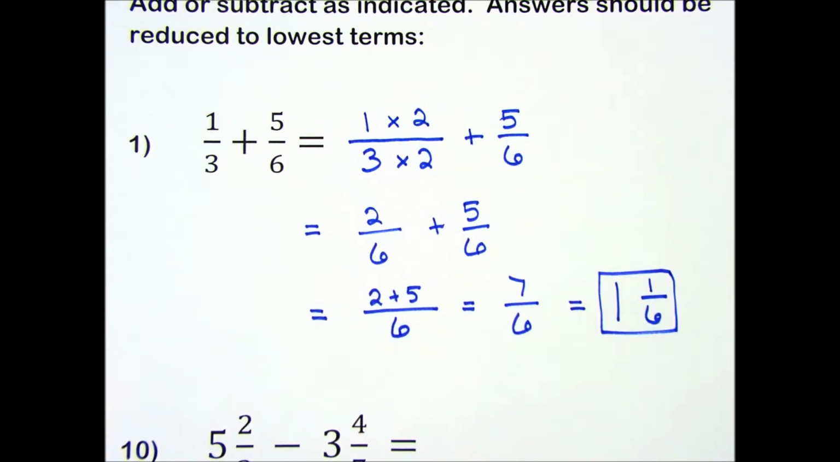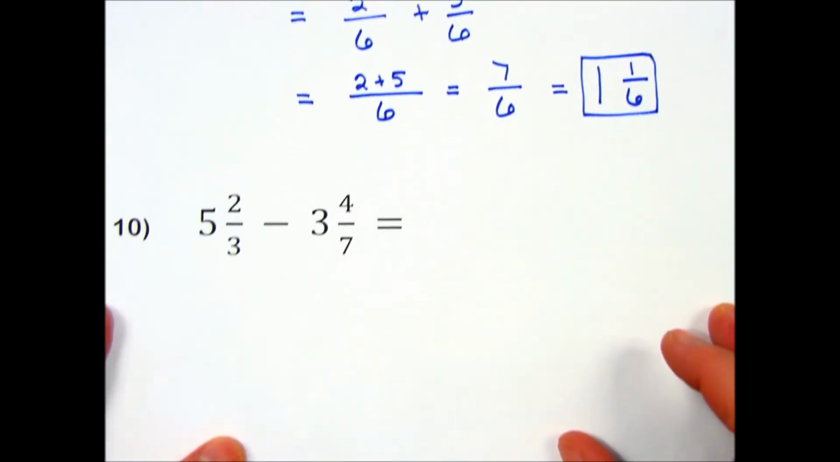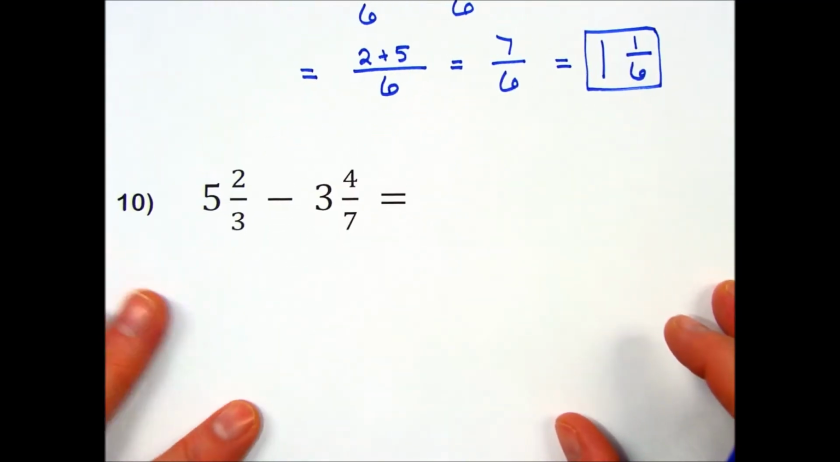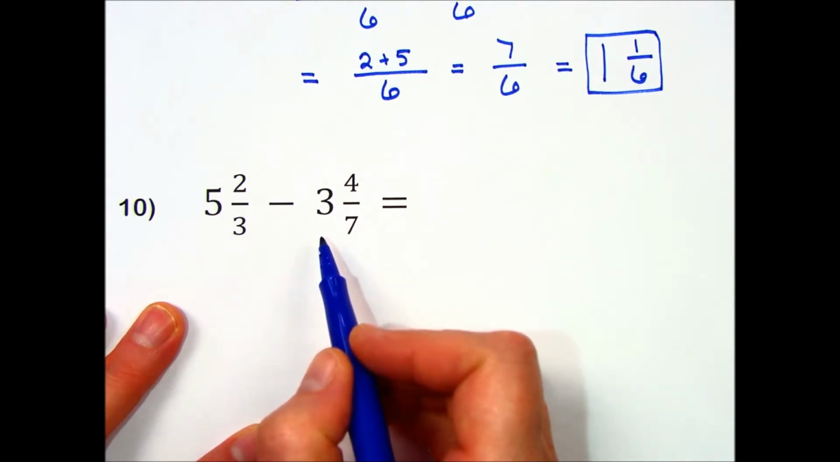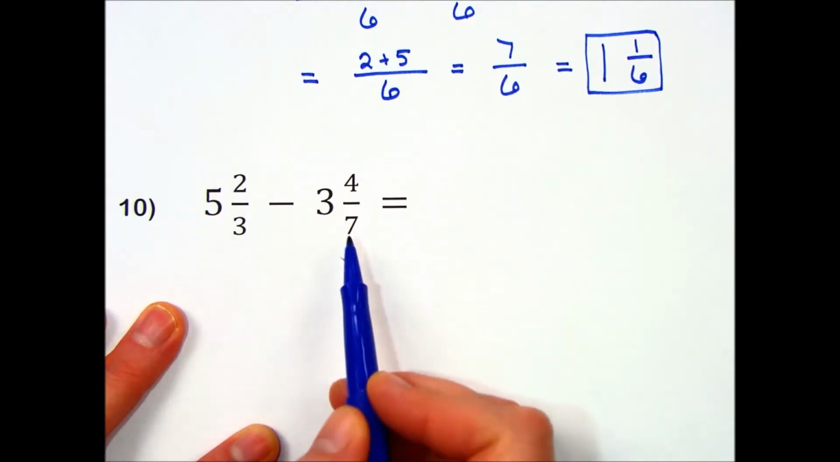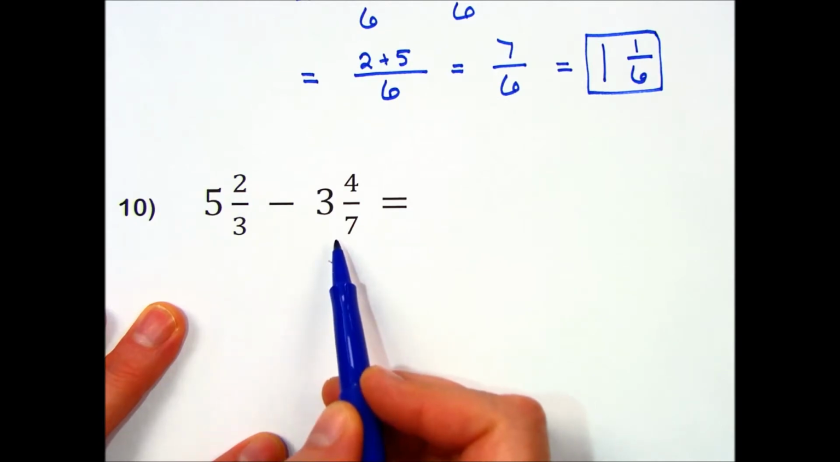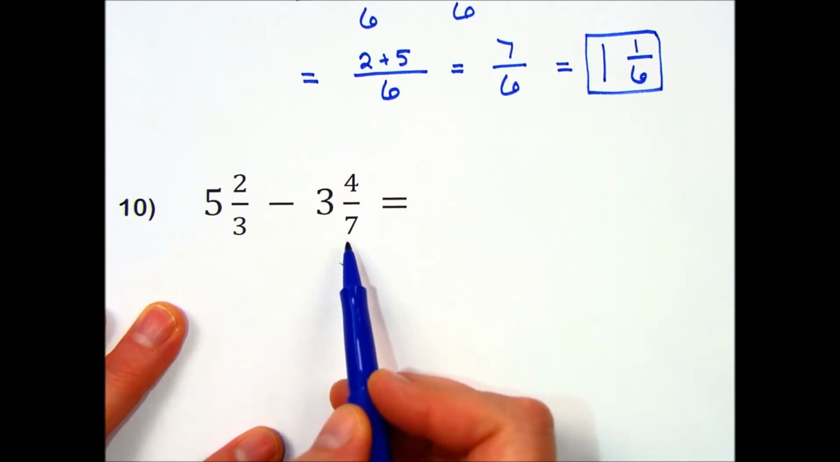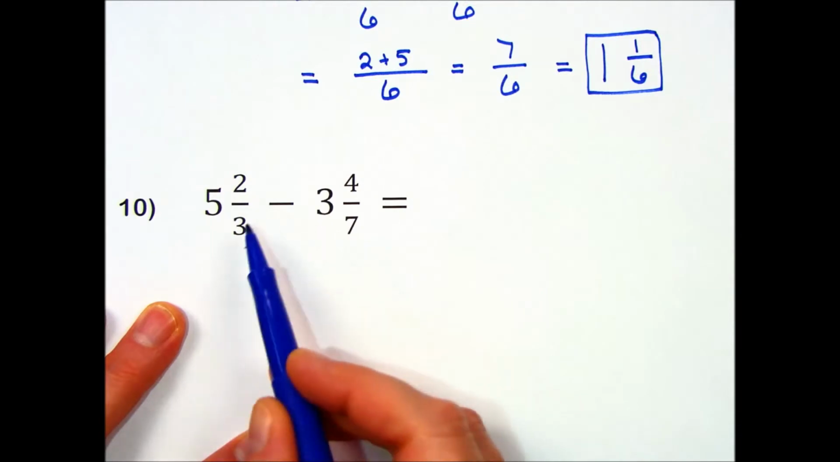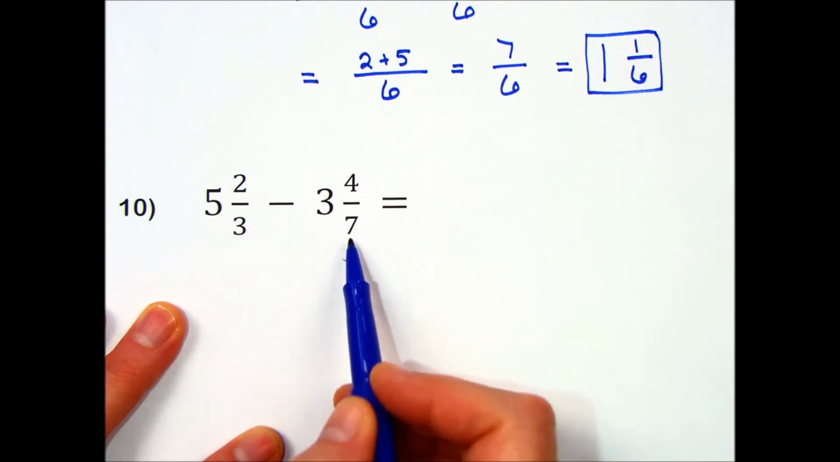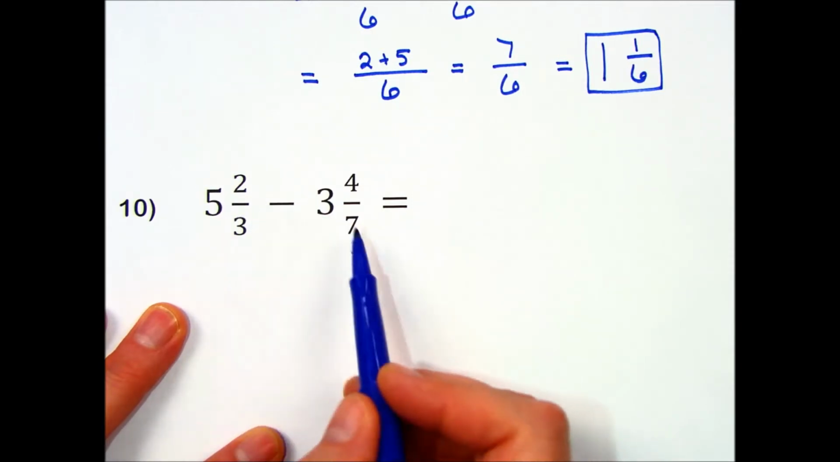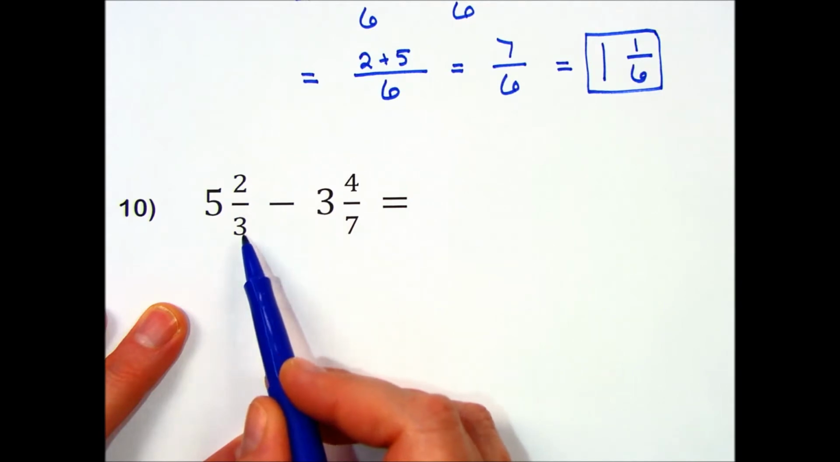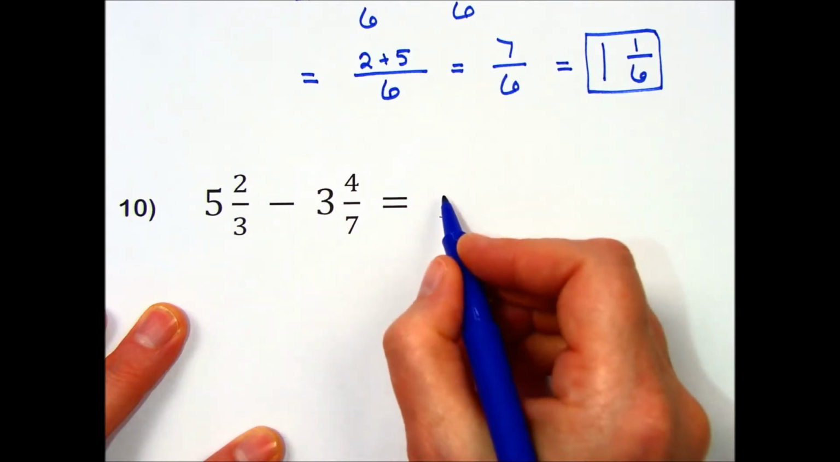Let's try one more together, number 10. I have mixed numbers in this case, and what we want to do is match the denominators in the fractional parts. I cannot simply use the largest denominator. 3 times what would give me 7? That's not going to work. Sometimes the easiest thing to do is just multiply each one by the other's denominator. Let's see how that works.